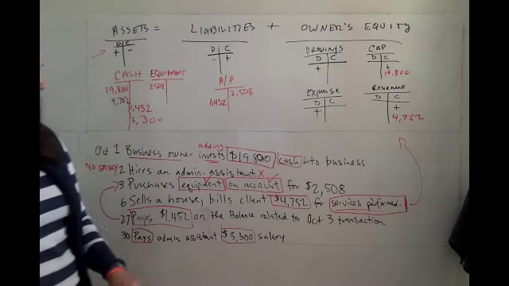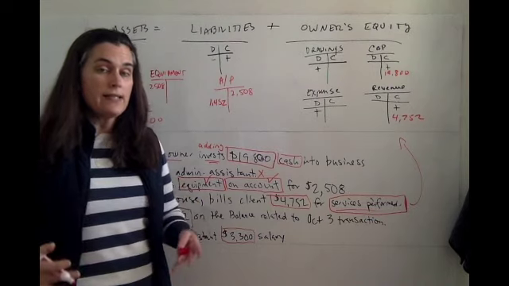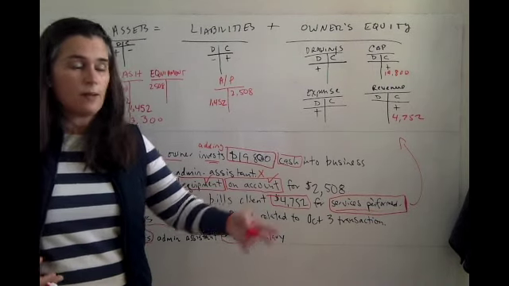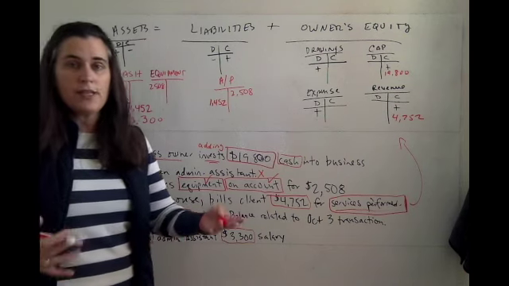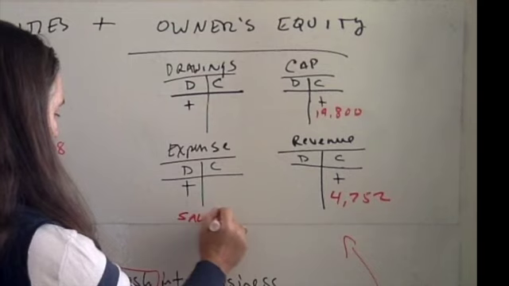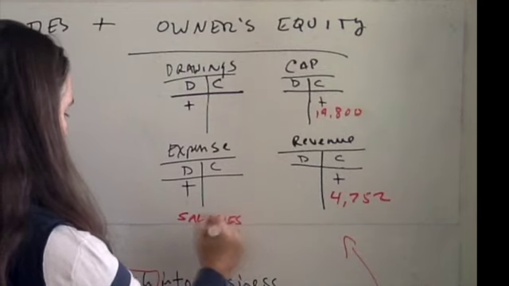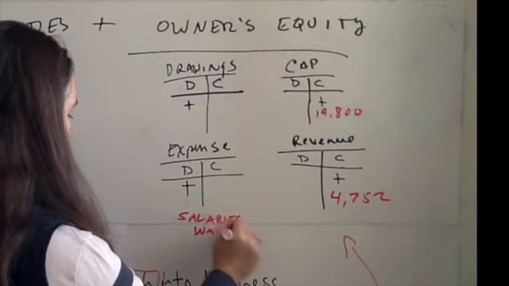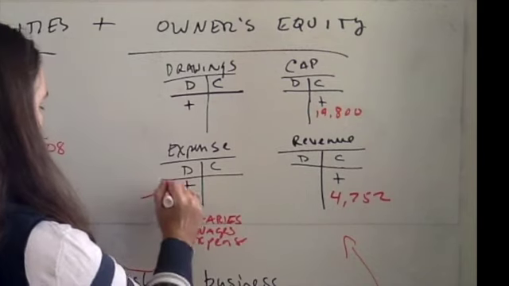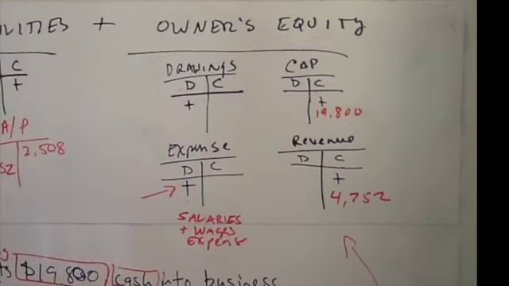Pays the admin assistant. Okay, this is an expense. Well, we pay workers. That's an expense to our company. We're going to see the salaries and wages expenses, and we're going to have an account title in this problem called salaries and wages expense. Okay, and remember, we only ever debit expense. We don't ever credit expense.